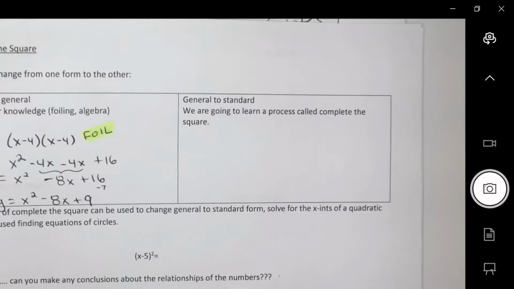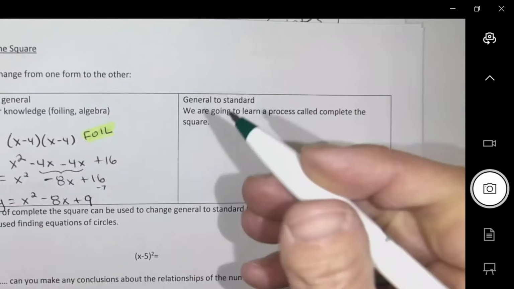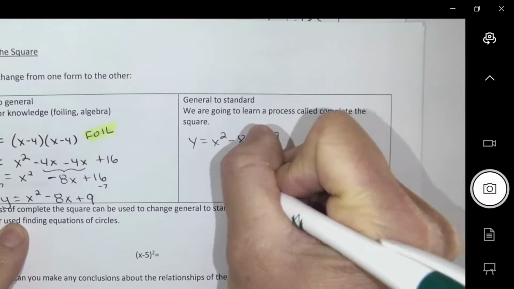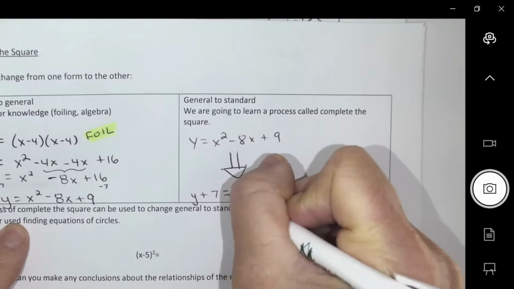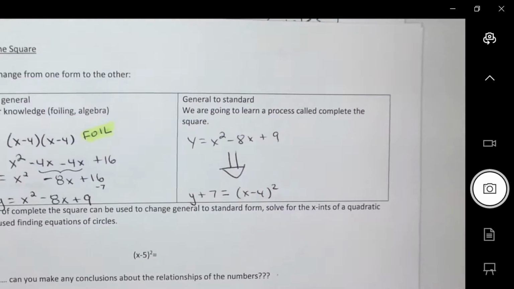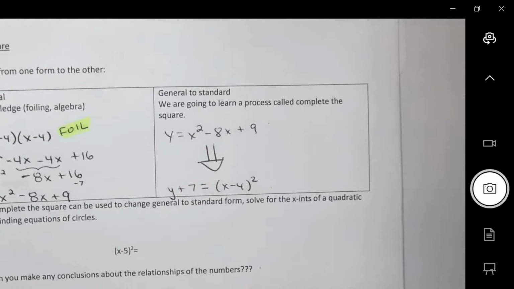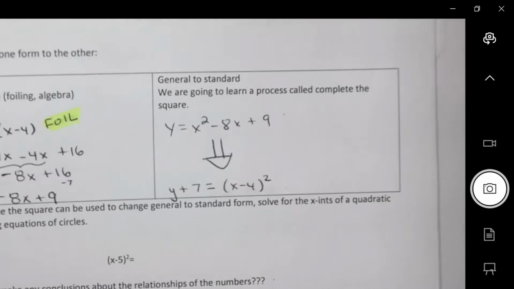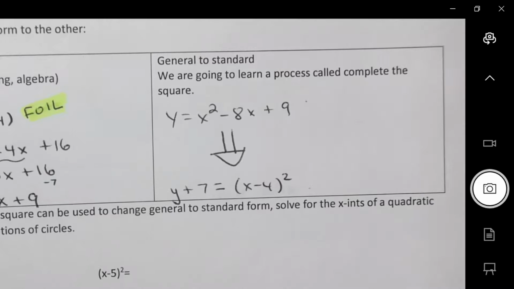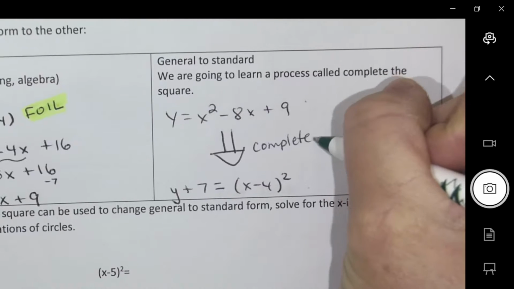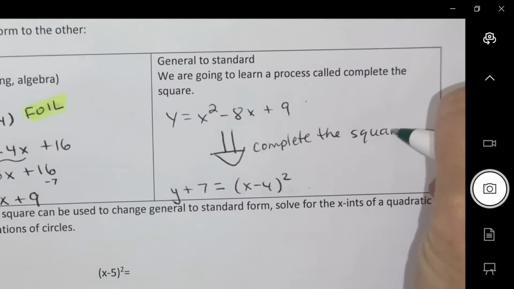Okay, so that is that process. So it was just algebra. That was just algebra. So nothing new as a process. So this whole lesson is going to see us try to change it from the general back to the standard. Okay. So what we're going to do, it's called complete the square. That's the method we're going to learn today.